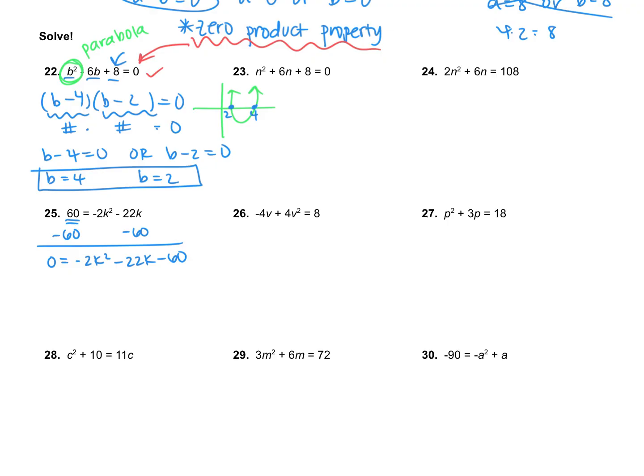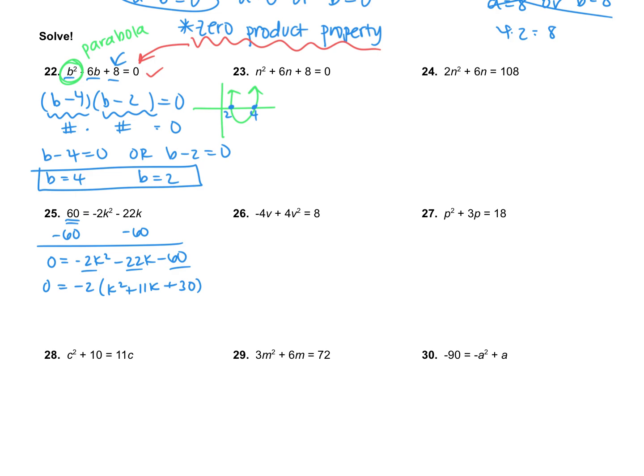First thing always, is there anything in common between these three? Negative 2. So make your life easier and take that out. Be careful with your signs. We're going to get k squared, add 11k, add 30. Right? Does that look right?